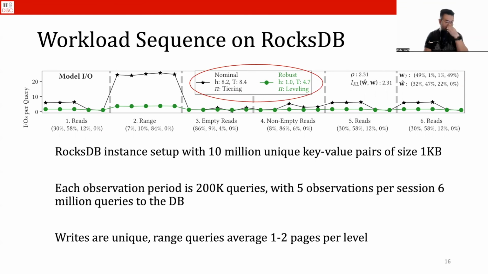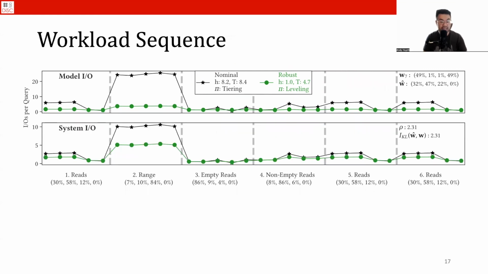So if we take a look at the actual graph to see performance, the black stars represent the nominal tuning and the green circles represent Endure's tuning. And what we can see from the analytical model is that the robust tuning performs actually much better, where the average IOs per query doesn't really fluctuate that much as your workload changes over time. And if we take a look at the actual system measurements, we see the measured IOs essentially mirror the performance we expected from the model.